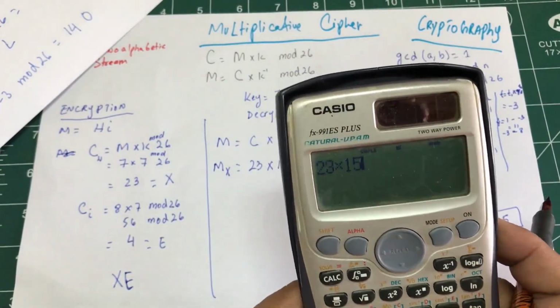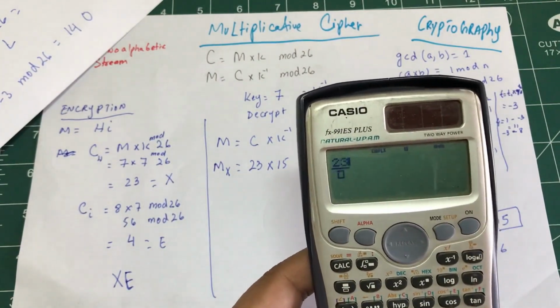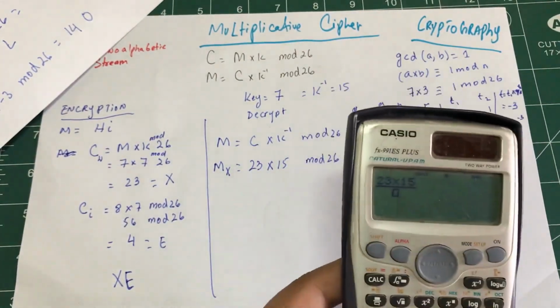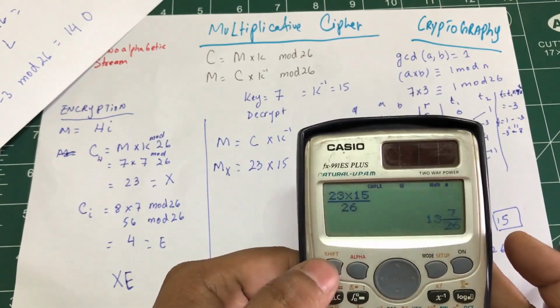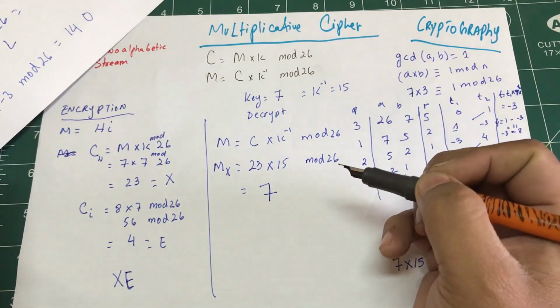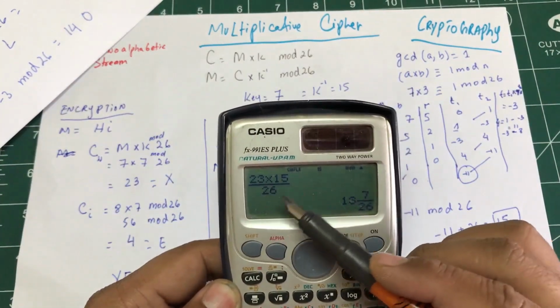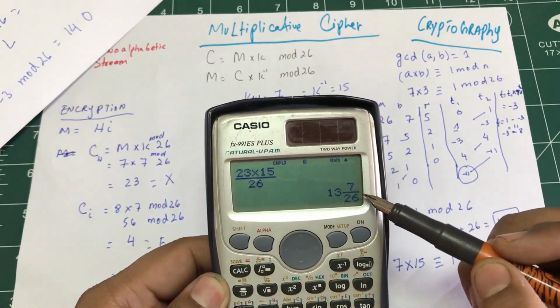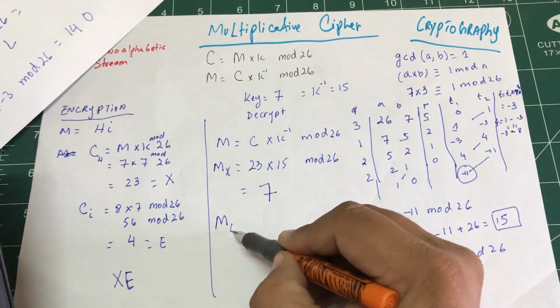23 times 15, just quickly do it. 23 times 15 divided by 26 would give me, shift this, that would give me 7. All right, 23 times 15 mod 26. 23 times 15 divided by 26, that would give me 7. All right, and let's quickly do the other one, E.